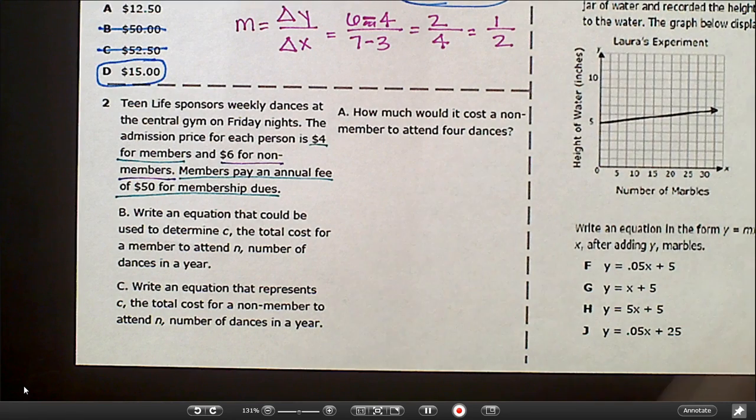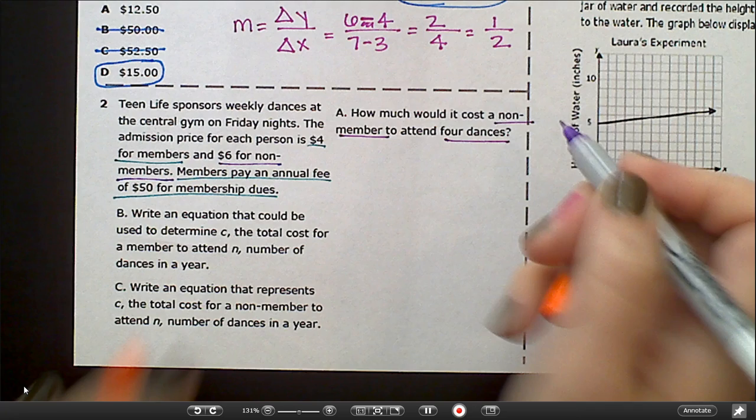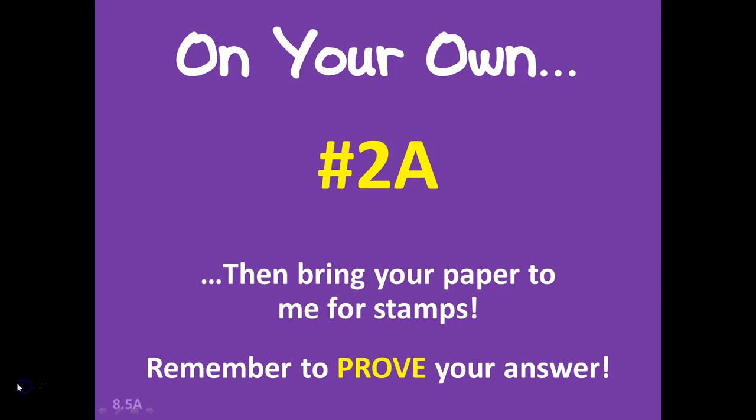So let's look at A. How much would it cost a non-member, okay, so I'm doing that in purple, a non-member to attend 4 dances? So I'd just like for you to calculate the cost, just part A of number 2. How much would it cost a non-member to attend 4 dances?